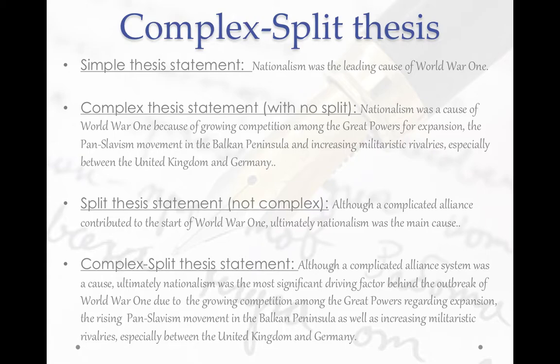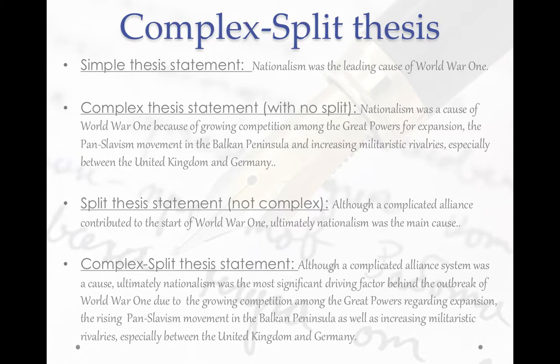So let's go on. The next one is the split thesis statement. So you're not including all those complex examples. So: although a complicated alliance system contributed to the start of World War I, ultimately nationalism was the main cause. So, okay, you have an argument here, and this is also pretty good, but you're not outlining what you're going to be talking about, and ideally you would be doing that in order to really show your argumentation skills to the College Board, your AP reader, and your teacher. You want to be able to include that.